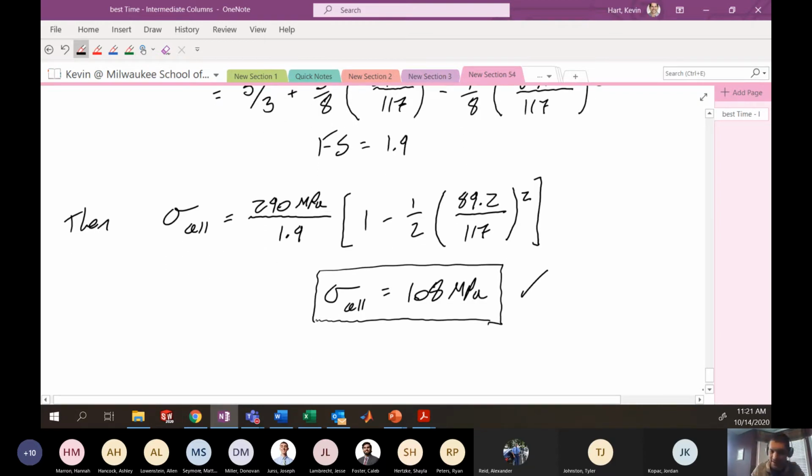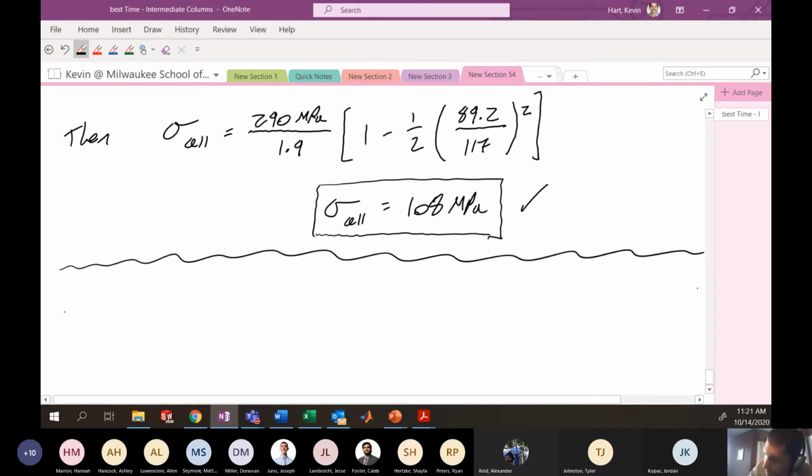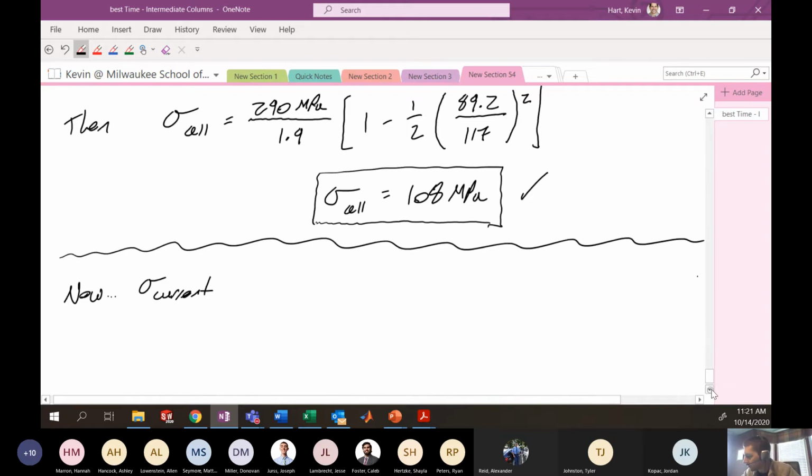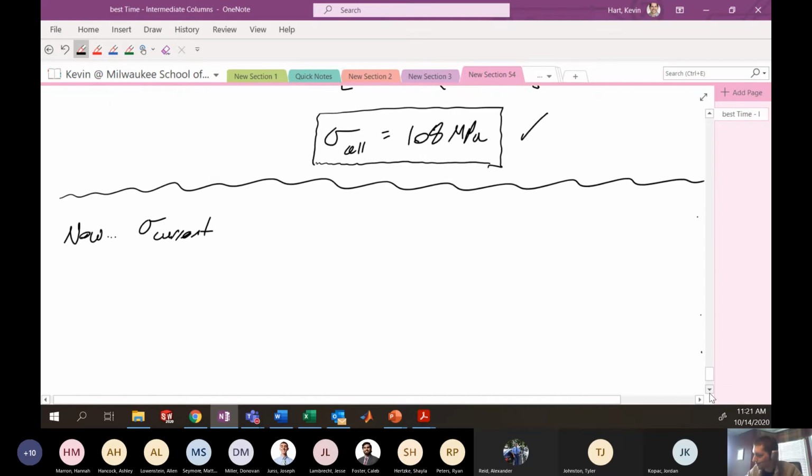Now, separately, I will calculate the current state of stress that's on the structure. This is where that eccentric load is now going to come in, and we're going to have to calculate things based on that eccentric load. Okay, so now we have to talk about the current state of stress. And that might force us to want to draw a picture. So let's make a picture here.